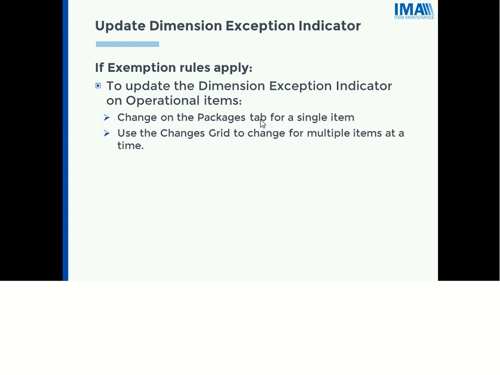To update the dimension exception indicator on operational items, you would change it on the Packages tab for a single item. If you want to do it for multiple items at the same time, I would recommend using the Changes grid. And keep in mind, you don't have to do that flag for cartons. You only have to do it at the each level.